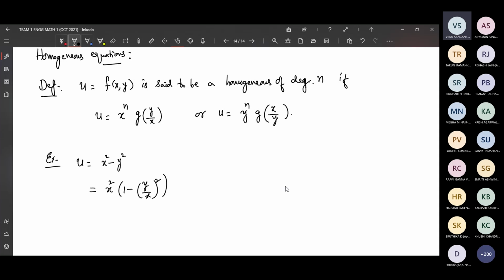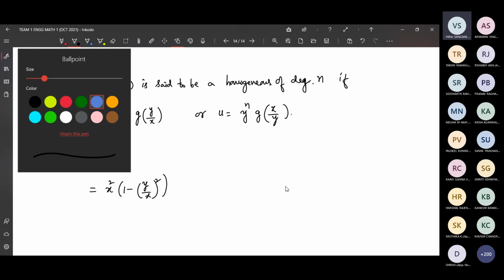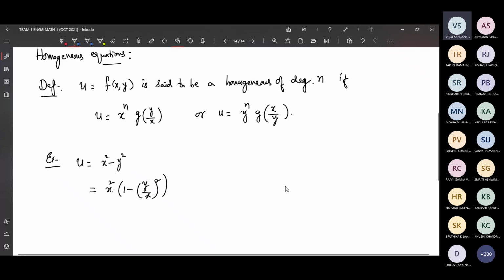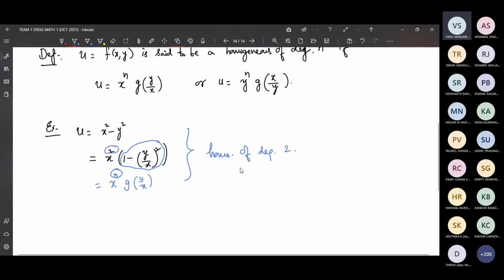So if you look at this equation, this is of the form x power n into a function of y by x, because this quantity is a function of y by x, and n equal to 2 here. So therefore we can conclude that this is homogeneous of degree 2, because it takes the first form like this.